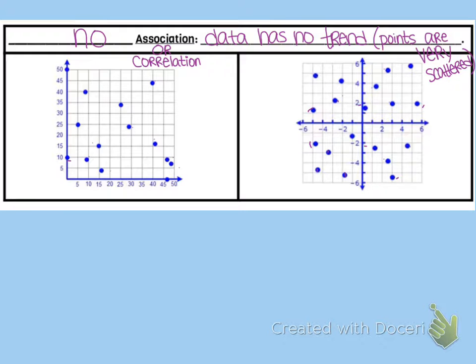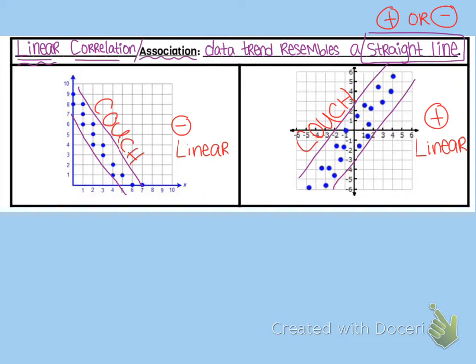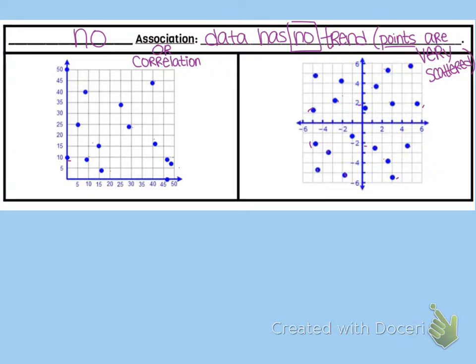The data has no trend. That's why we call it no association or no correlation. And an easier way to remember it is that in no correlation, the points are very scattered, okay? So they are very far apart. They do not have any kind of relationship like these graphs do that kind of flow in a trend, and these points that flow in a straight line. So you can see in the no association, there's no trend between the points on the scatter plot.